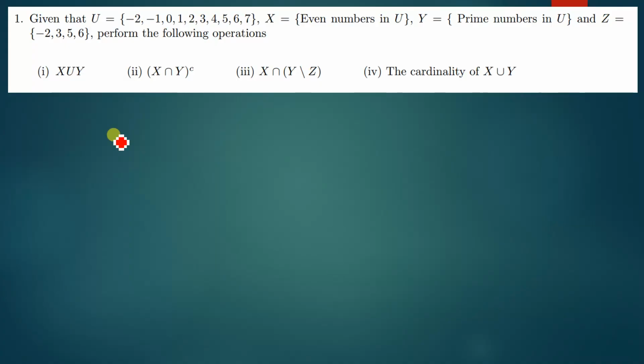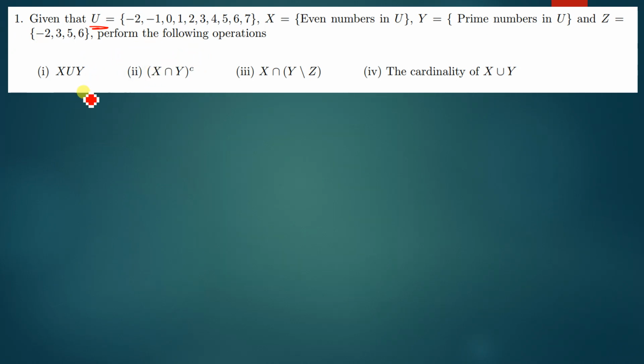Alright, so this is the question that we have, and it's a very simple question that is under sets. So let's see what we have. The question says, given that u is equal to -2, -1, 0, 1, 2, 3, 4, 5, 6, and 7, and x is a set of even numbers that are in the universal set u. Then we also have y, which is a set of prime numbers that are in u, and then set z has also been given there. So the question says, perform the following operations.